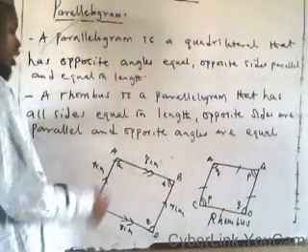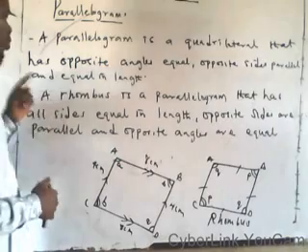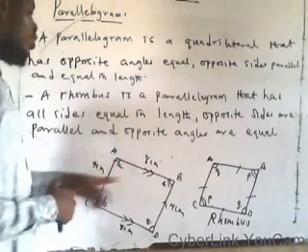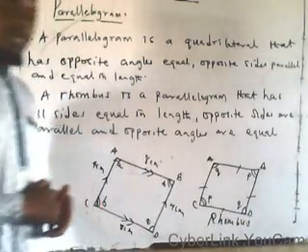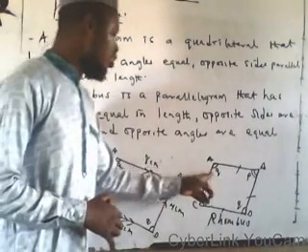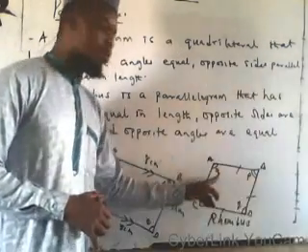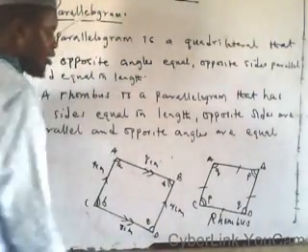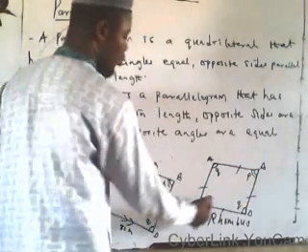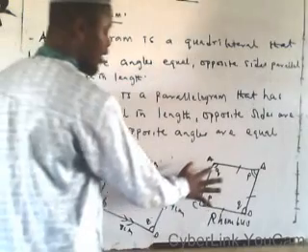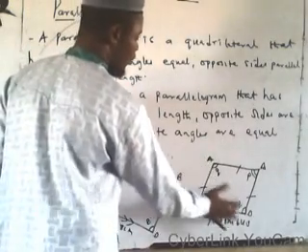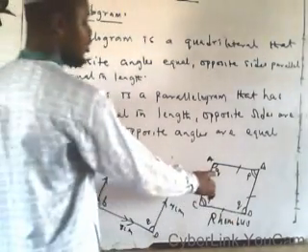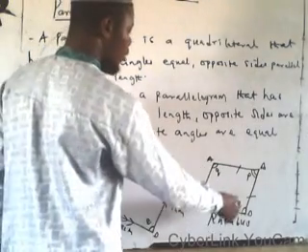Now we have a special type of parallelogram which we call a rhombus. A rhombus is a parallelogram that has all its sides equal, and the opposite angles are also equal. So for a rhombus here, we are saying that this angle P is equal to this angle P. They are the same thing, and the two angles here and here are also equal. That is, if this one is angle Q, this one also becomes angle Q.